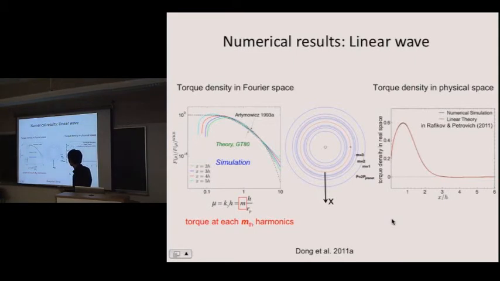So you see the good agreement here. The deviation here is just because our simulation box is not large enough to capture the power in the low-m harmonics. And this is the torque density in physical space, as a function of x, essentially radius. This is how much torque you pick up at various positions. The red curve is theory, the black curve is the numerical simulation. There's no noticeable difference between the two. This figure basically tells you most of the torque is picked up within 1 or 2 scale heights from the planet.